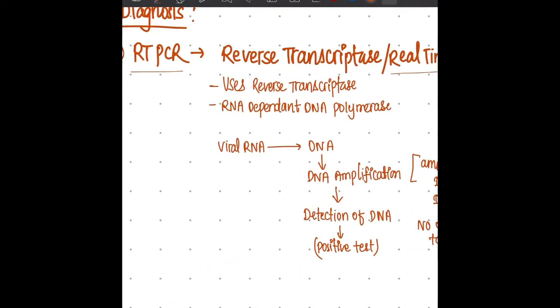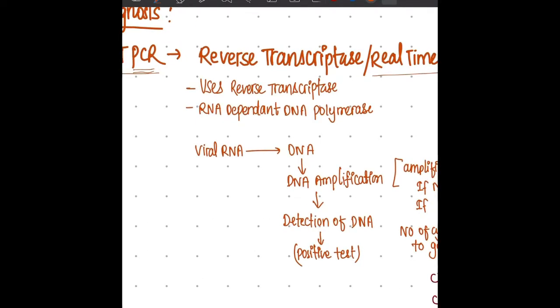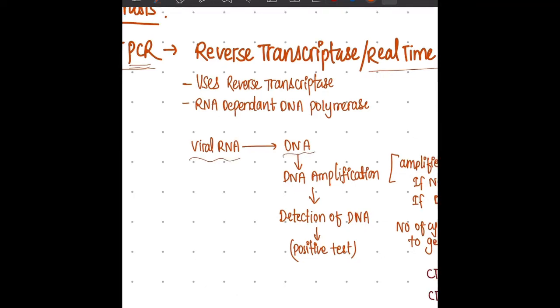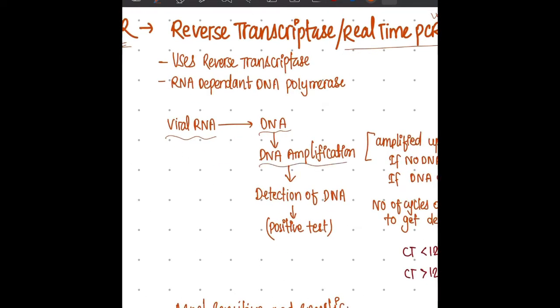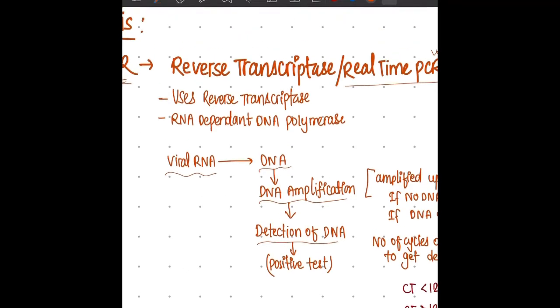RT-PCR works on the principle of DNA amplification. What we need to understand is that polymerase chain reactions can only identify DNA. Hence, if your virus is an RNA virus, you first need to convert the RNA into DNA, then amplify that DNA, and finally detect that DNA. And hence there is a use of a particular enzyme called reverse transcriptase.